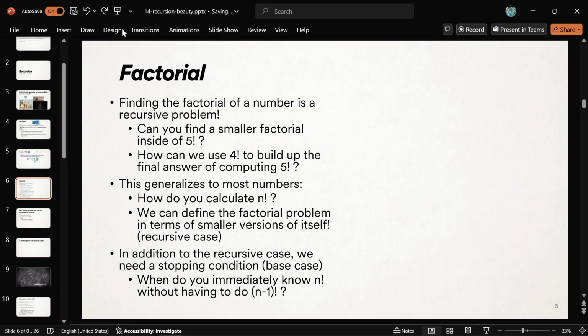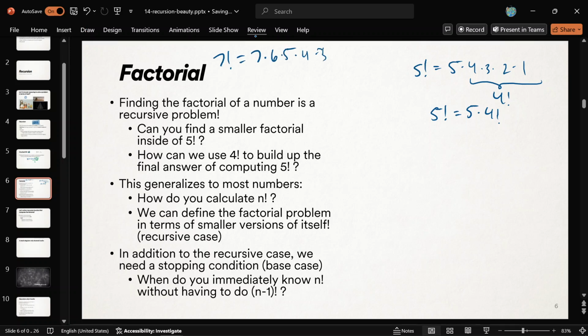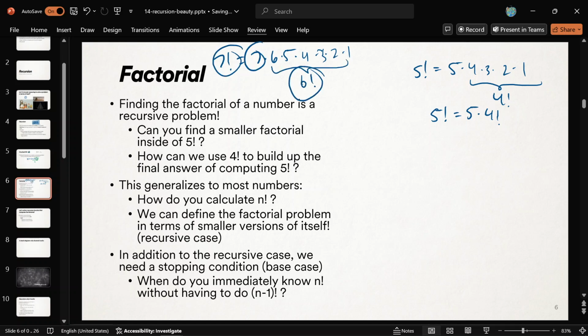Let's break it down. We found the smaller factorial inside of 5 factorial. We noticed that 5 factorial equals, well, sure, it's this, but there's also 4 factorial sitting right there. So instead of all of this, we can say that 5 factorial equals 5 times 4 factorial. That's kind of interesting. So that's a smaller problem. This generalizes, right? It works for different numbers too, like 7 factorial. What's that but 7 times 6 times 5 times 4 times 3 times 2 times 1? But all that is 6 factorial. So 7 factorial is 7 times 6 factorial, just like 5 factorial is 5 times 4 factorial. Do you see the pattern?